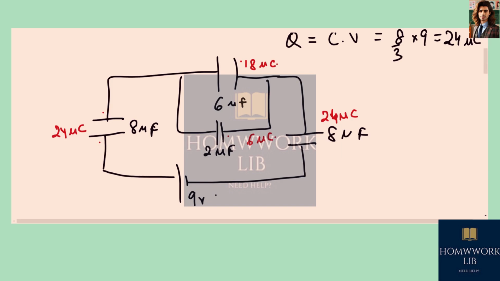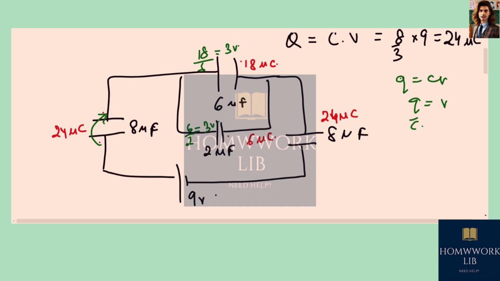So once we have the value of C and Q, then we can get the voltage difference across the capacitor. To find the voltage, we will use Q is equal to CV. So we have Q and C, so V will be Q by C. So here Q by C, 18 by 6, that will be 3 volt, and across this capacitor we will have 6 by 2, that is 3 volt, and it should be the same because they are in parallel.